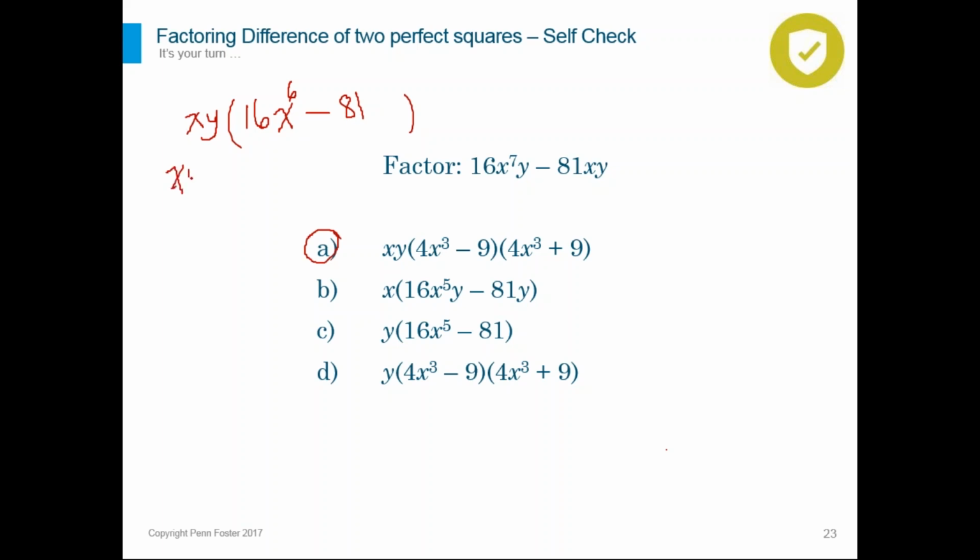I'm going to keep my first factor as is. I'm going to open two parentheses, 4x to the 3rd, because 6 over 2, remember, is 3. And then 4x to the 3rd. 1 is a minus, 1 is a plus. The square root of 81 is 9. So I have a 9 and I have a 9. So that is your answer, this answer.